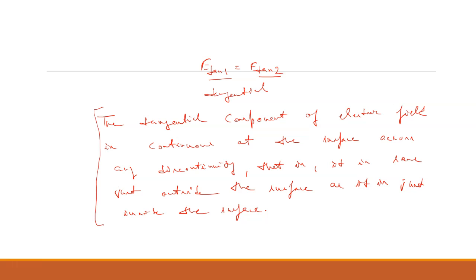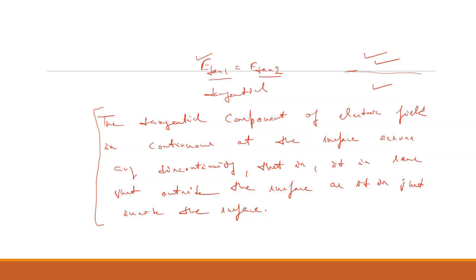The tangential component of which field? Electric field is continuous at the surface across any discontinuity. Suppose this is the discontinuity surface. Here it is E tan 1 and here it is E tan 2. If both these components are equal, then they are known as continuous components at the surface of discontinuity. Across this surface, if the tangential components are equal, then this condition is known as the first boundary condition.